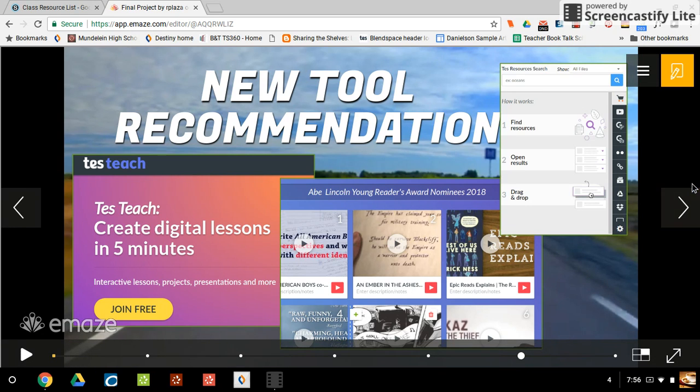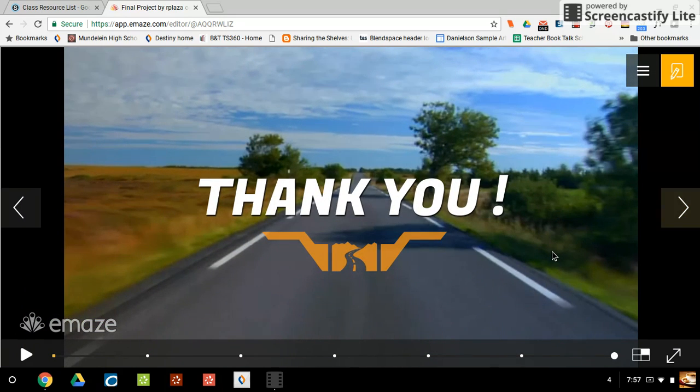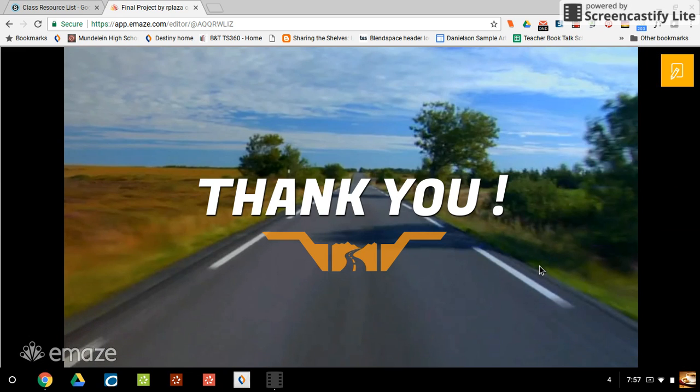So thank you for looking at these four examples of technology integration for linguistically and culturally diverse students.